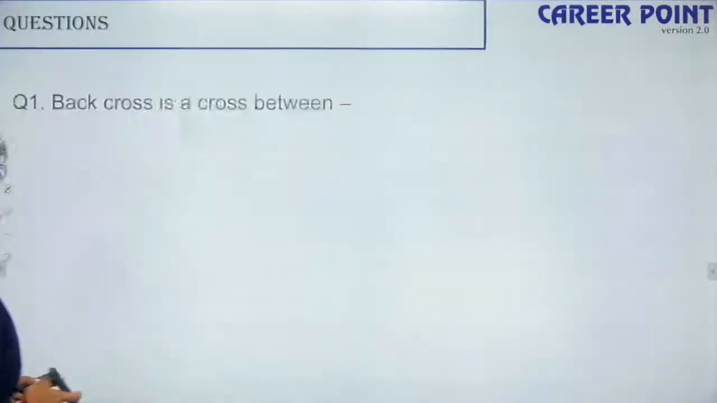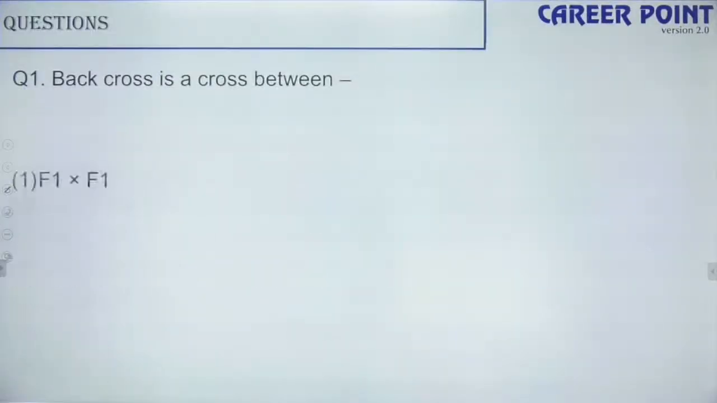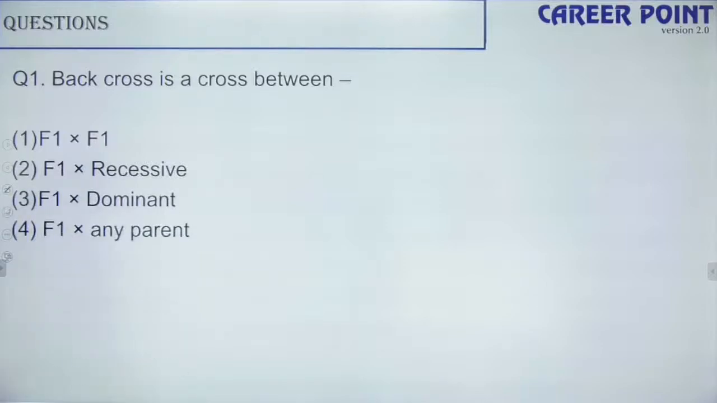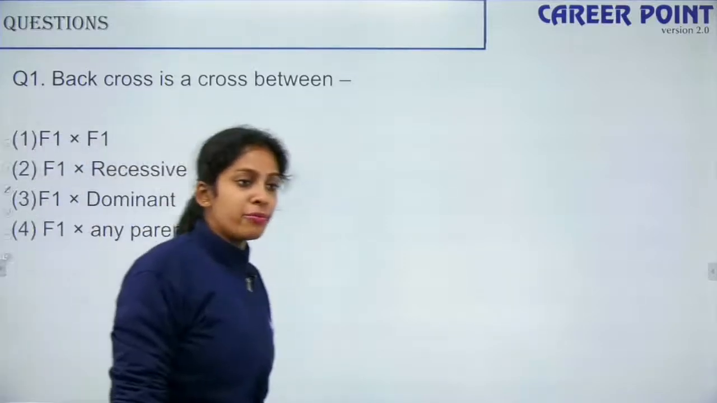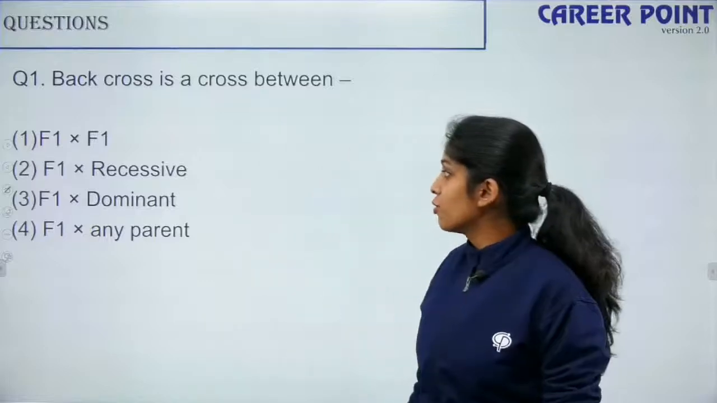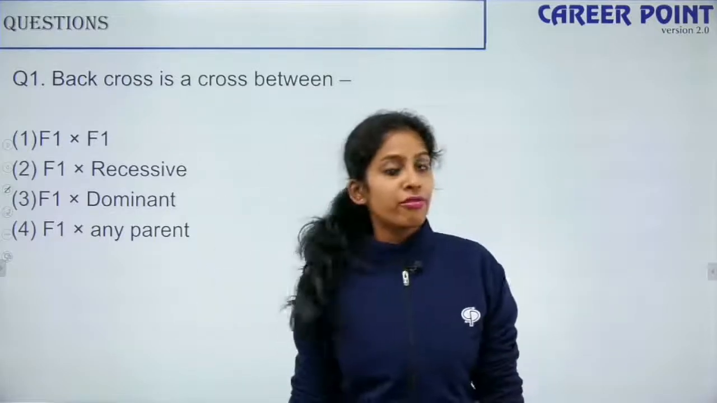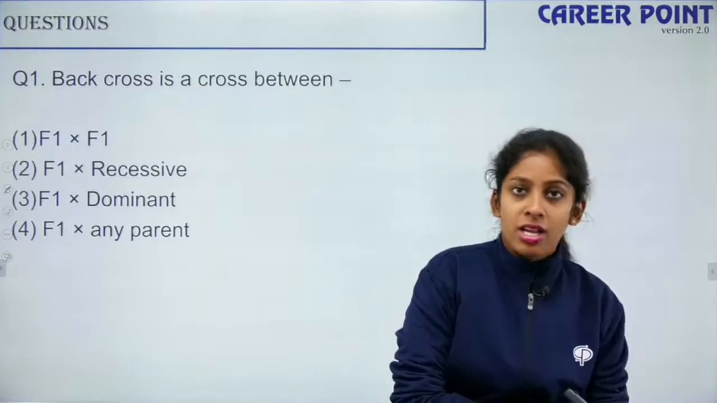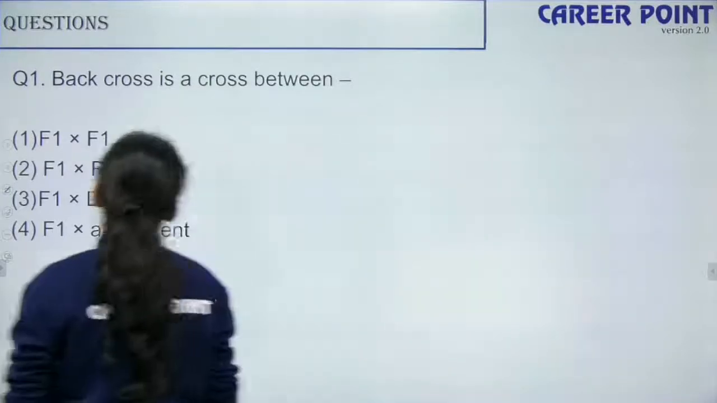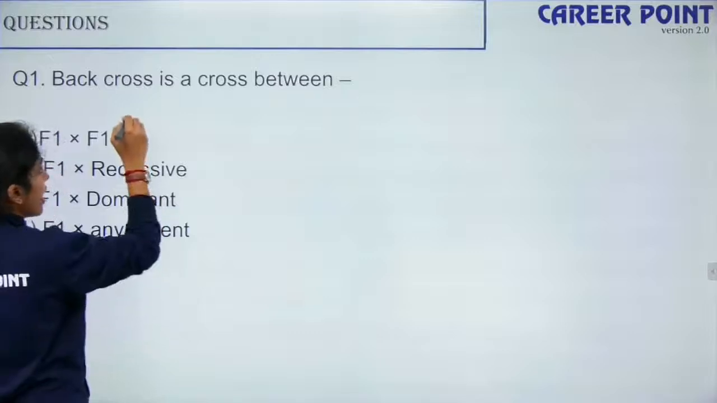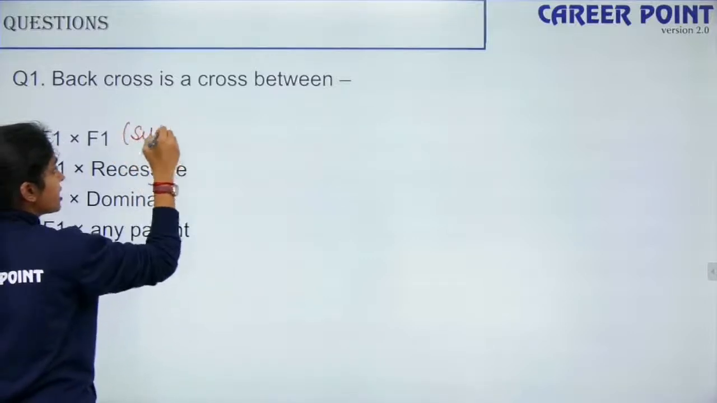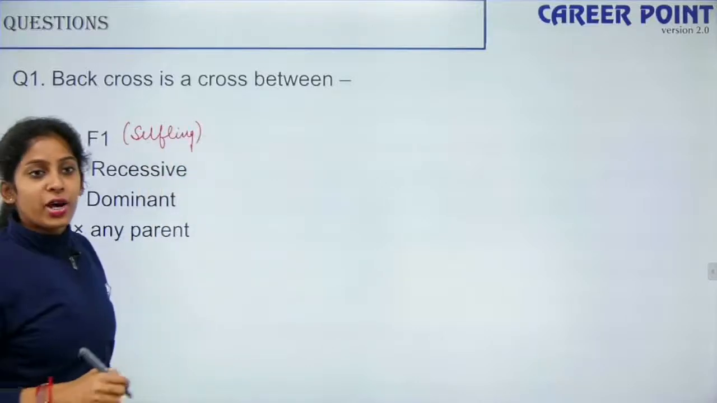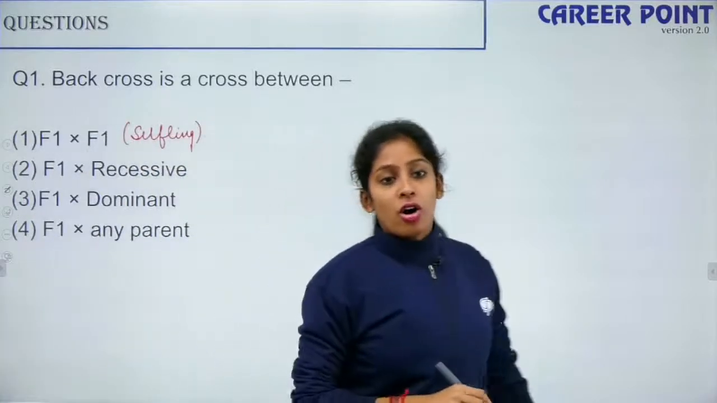So the first question, back cross is a cross between which of the following options? F1 into F1, that is selfing, or F1 into recessive, or F1 into dominant, or F1 into any parent. So which is the right answer here? F1 into F1, we call it selfing, right? So what is a back cross?